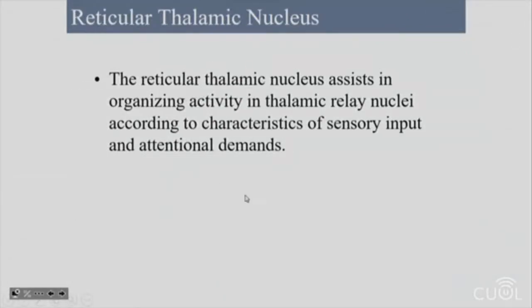Essentially, this is a nice characterization of those reticular thalamic nuclei neurons: they assist in organizing activity in the relay circuits according to characteristics of sensory input and attentional demands. Okay, so they help you to organize. This is exactly what top-down processing is. You have all these sensory inputs coming in, right? Every day it's like, oh, I'm just being bombarded. Can I pay attention to everything that's happening?